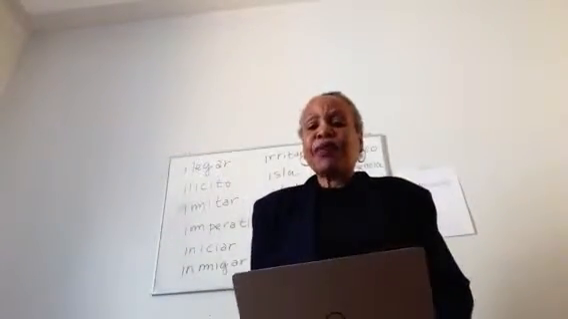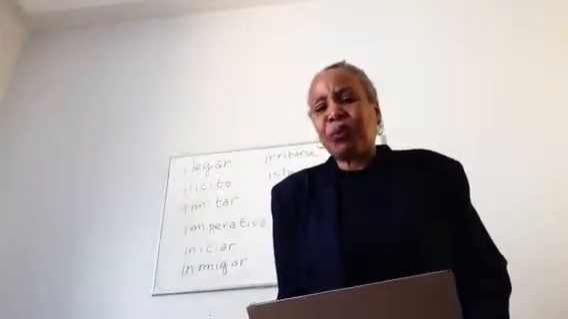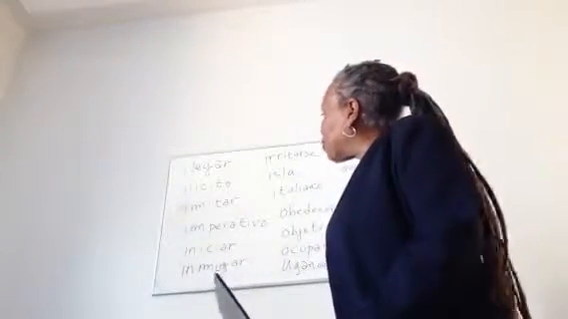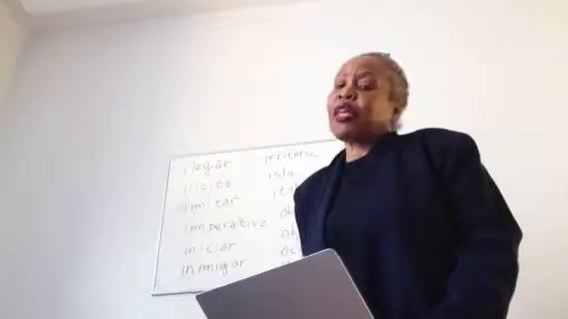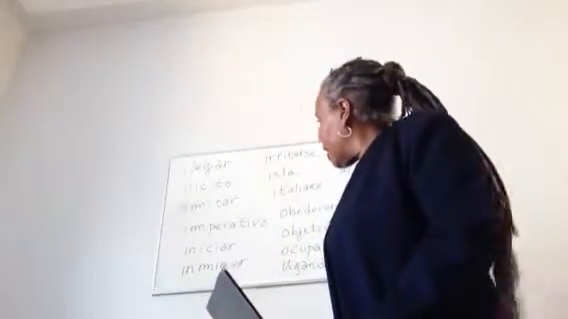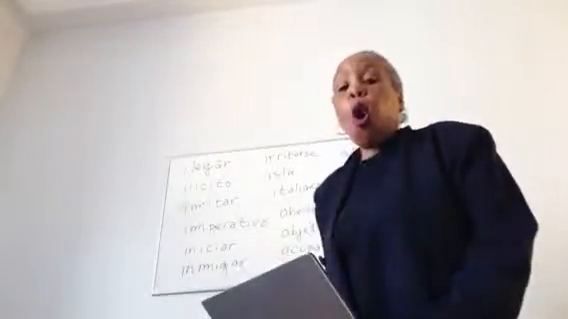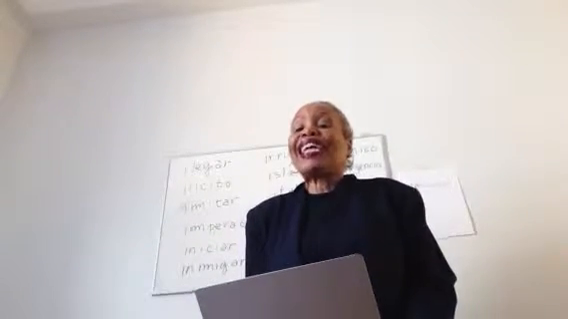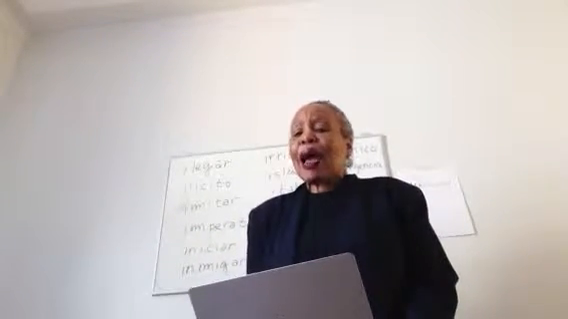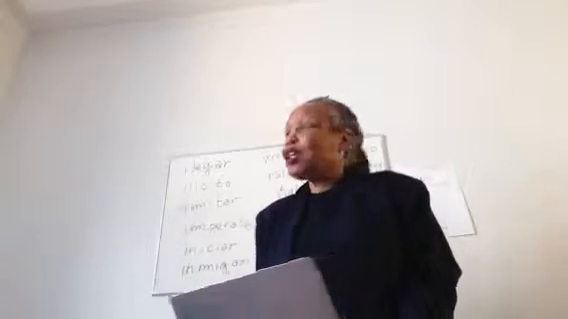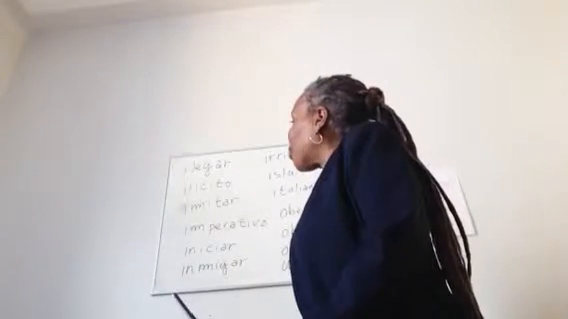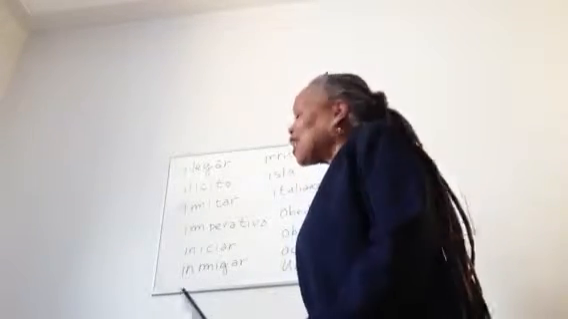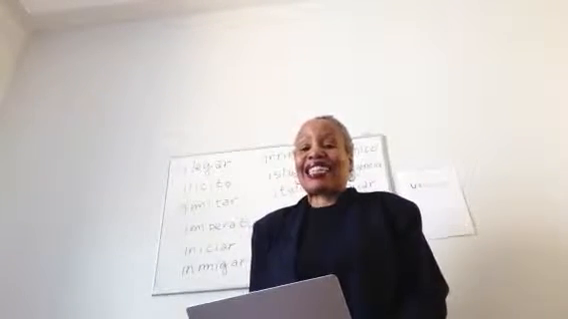Once again, I hope you can see the letters on the board. These are words that begin with either the vowel I, O, or U, and they look like English, but they're not pronounced like English. So you have the word ilegal, right? Illegal, ilegal.